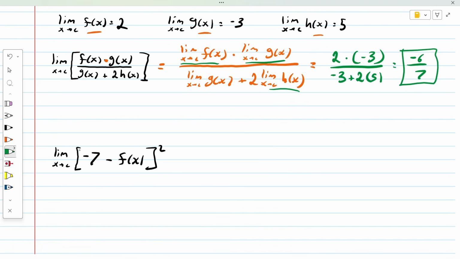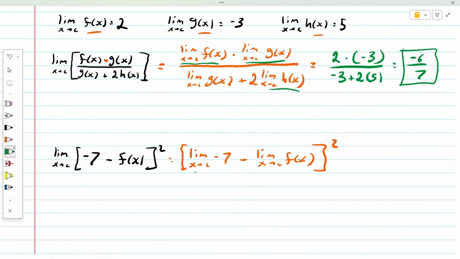And so now let's look at this other example over here. So we have the limit as x approaches c of negative 7 minus f of x, and all of that raised to the second power. So we know we can distribute this limit inside the power and across the sum and difference. And so if we rewrite this, we get the limit as x approaches c of negative 7 minus the limit as x approaches c of f of x, and this entire thing is raised to the second power.